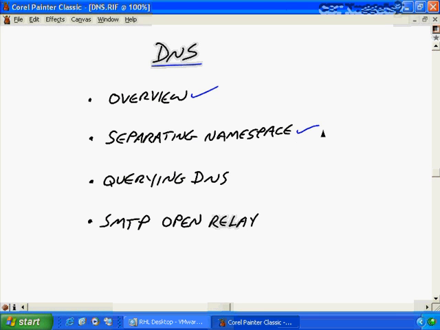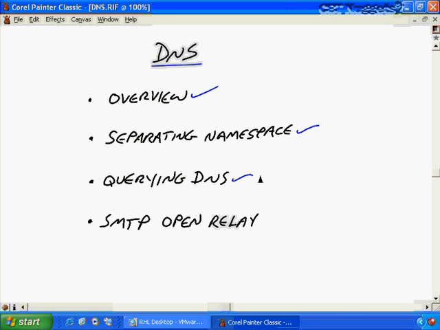We also took a look at separating the namespace. This is pretty important in terms of security purposes. Microsoft does not like overlapping namespace where you have the same name internally for Active Directory as you do externally for your public web servers and things like that. You can use BIND split horizon, or you can just name them separately, or some other solutions, which I briefly addressed here. Then we took a look at querying DNS as well.